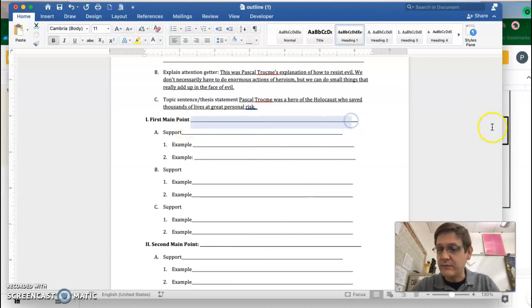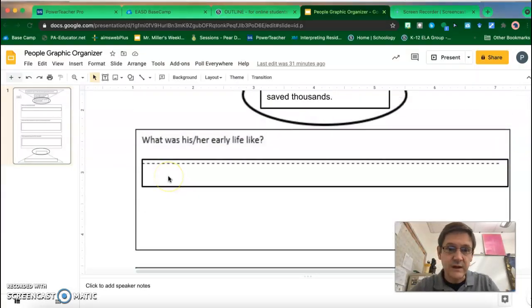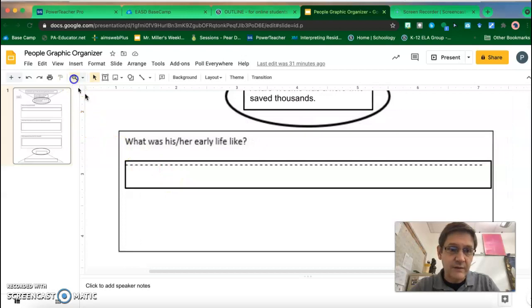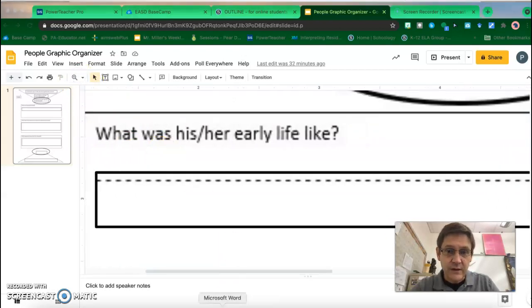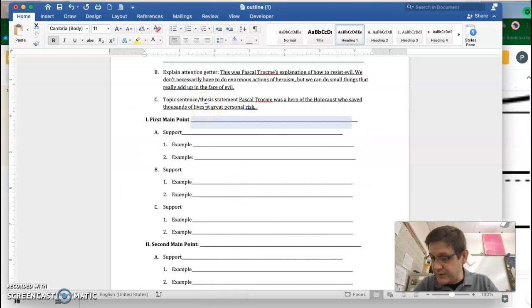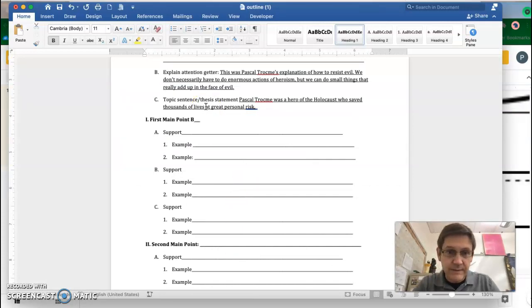Okay, so first main point. What is my first main point? Well, I'll go back here to my organizer and I see early life. See that? What was his or her early life like? And I should have a bunch of research here. What I'm going to put as my first main point is born, right? Birth. And my support here, actually, no, that's wrong. My first main point is early life. My support here is birth, okay?